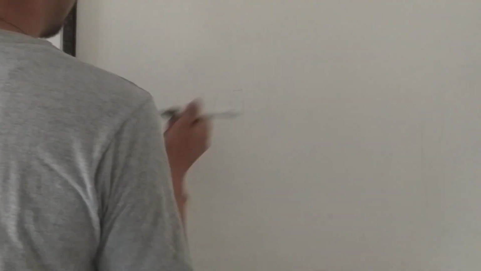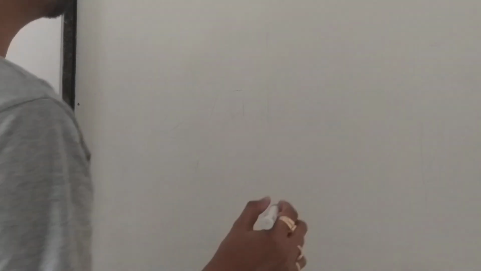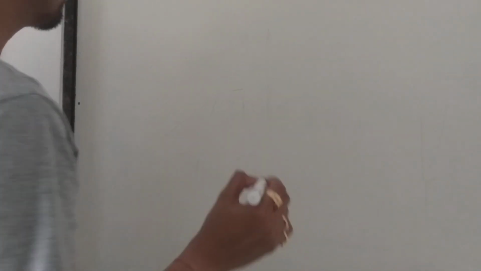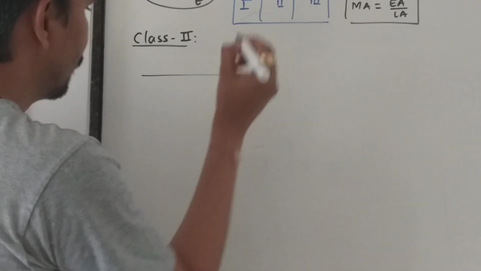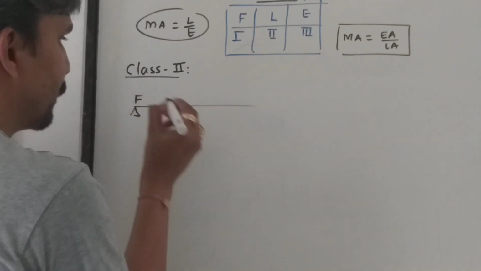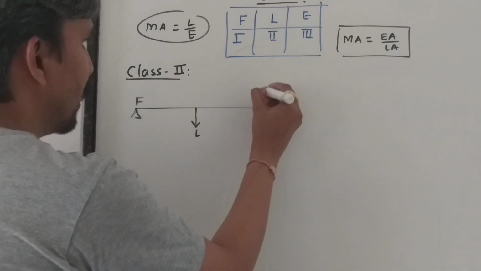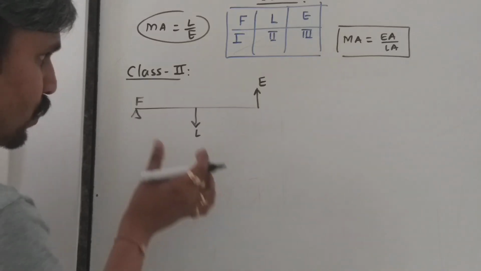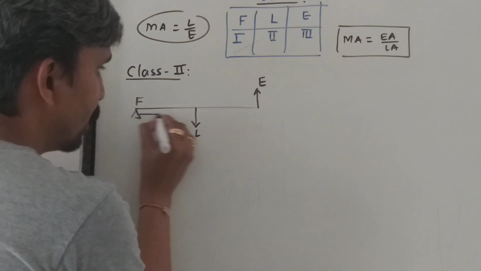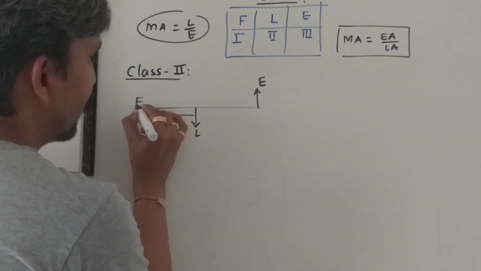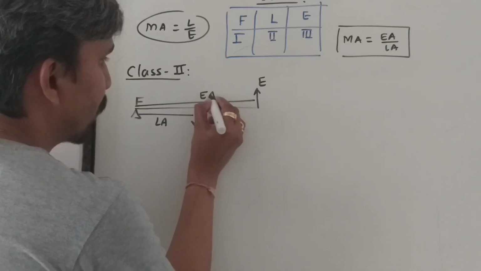Now in class 2 lever, this is your class 2 lever, right? Here the load is in between. So I will draw a diagram. This is my fulcrum, this is my load and this is the effort, right? So the load is in between. So this will be my load arm, and this will be my effort arm.